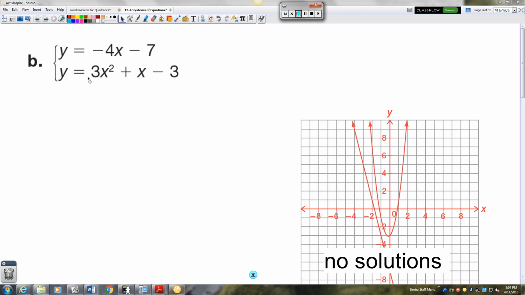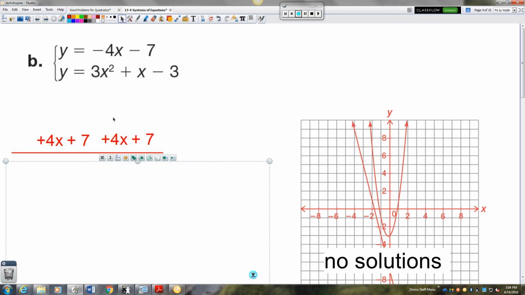Okay, and one last example. We've already done this one graphically again, and there's no solutions to this one because the parabola and the line didn't cross. So we know what that looks like graphically. Let's see how that looks algebraically. So pretend you don't know that there's no solutions, and you do what we've been doing, which is take the two and set them equal to each other.